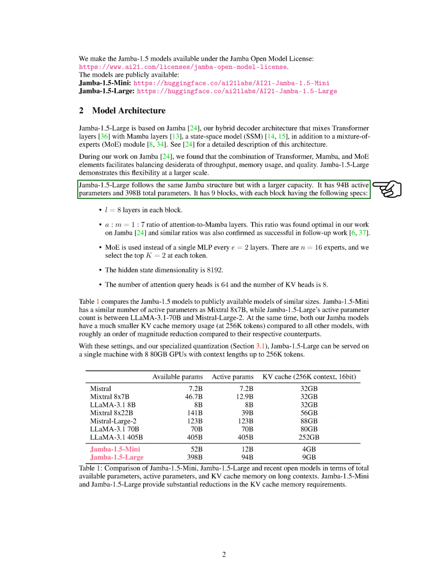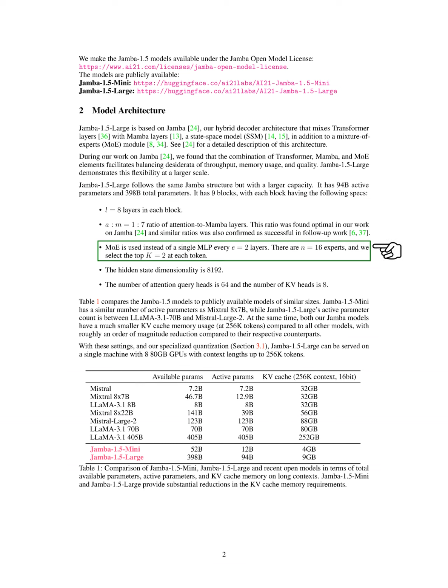Jamba 1.5 Large retains the same structure as Jamba but with increased capacity, featuring 94 billion active parameters and 398 billion total parameters. It consists of several blocks, each with a specific number of layers and an optimal ratio of attention to Mamba layers, which we confirmed through our research. Instead of using a single multi-layer perceptron every 2 layers, we employ MoE with 16 experts, selecting the top 2 for each token.